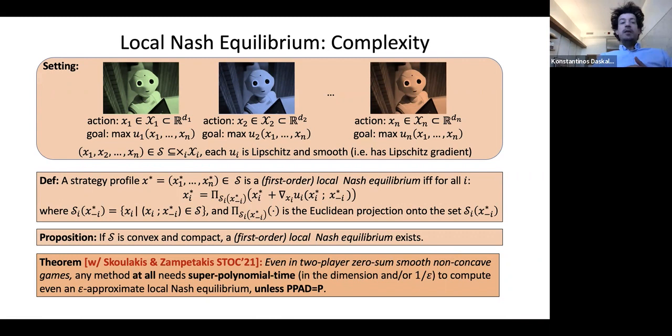Even if you had higher order access to the utility, you could still need a super polynomial number of steps. So there's a big difference between local optima and local Nash equilibria. Local optima in single agent optimization problems can be computed in polynomial time. Local Nash equilibria in multi-agent games, even if they're two player zero sum, are very hard. This is the point of the lecture.